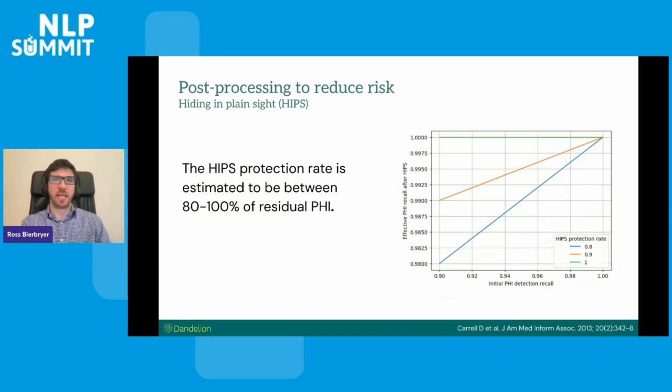Based on research over the past 10 years, this approach is considered to reduce re-identification risk by about 90%. So if PHI detection recall is originally 95%, with HIPS, the effective recall is upwards of 99%.